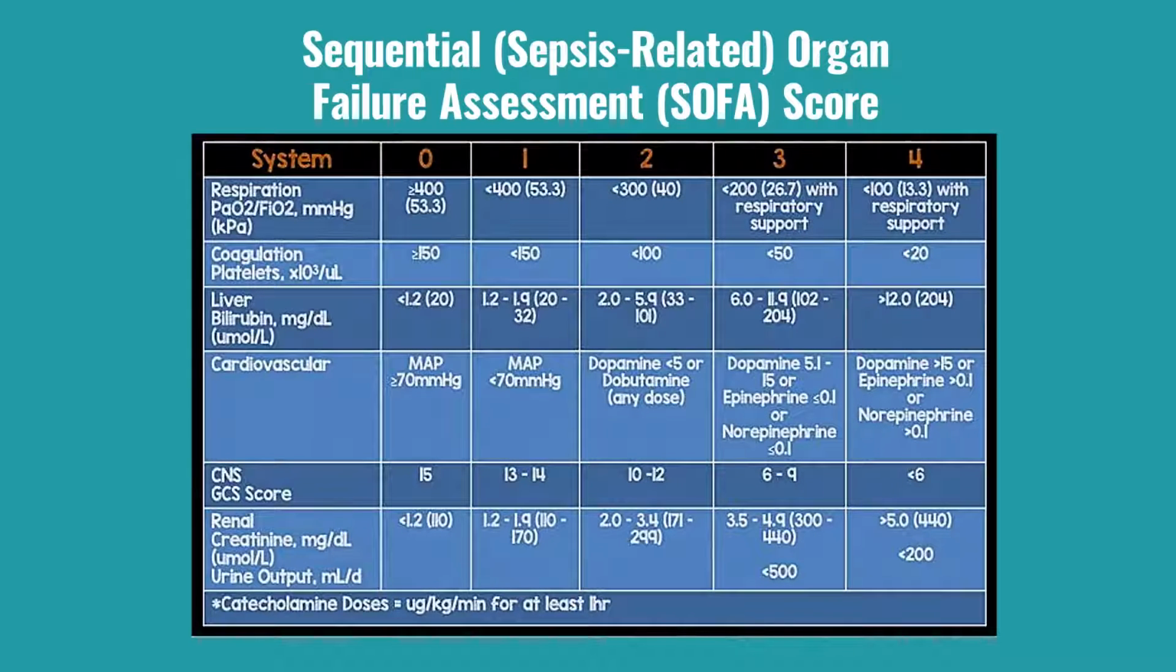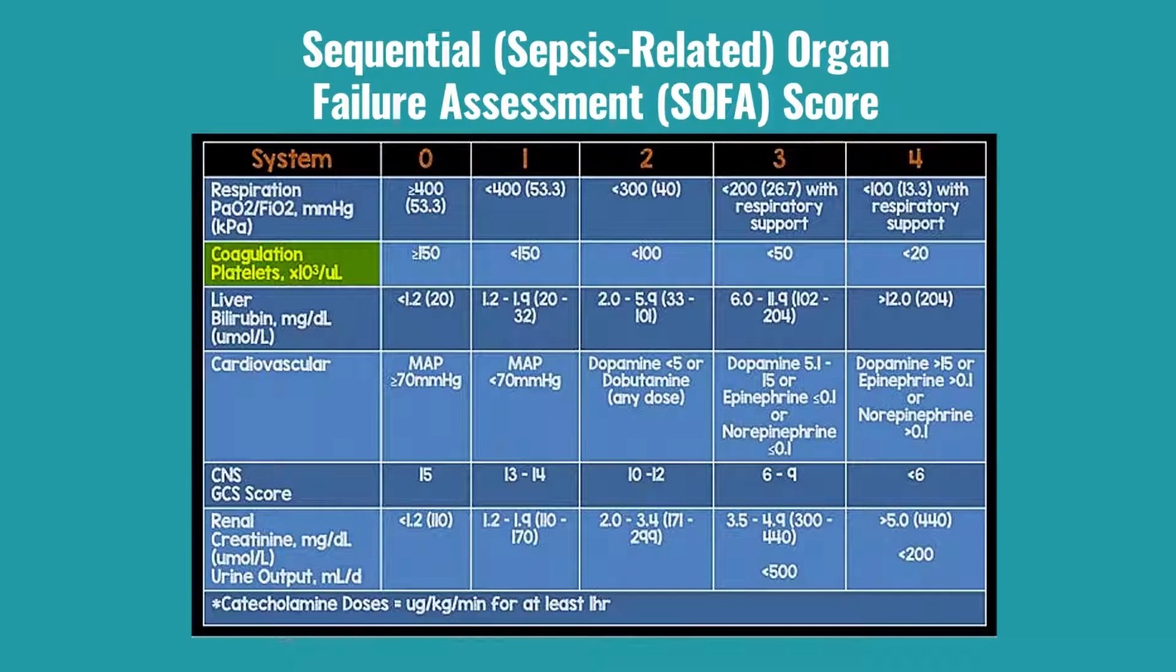The 6 organ systems are the respiratory system, the coagulation pathway, the hepatobiliary system, the central nervous system, the renal system, and the cardiovascular system. So in the respiratory system, the PF ratio is calculated, and for all the systems, the score ranges between 0 to 4.